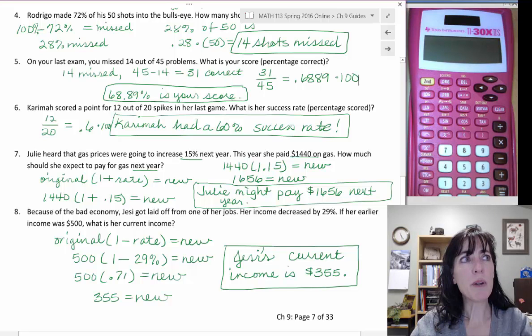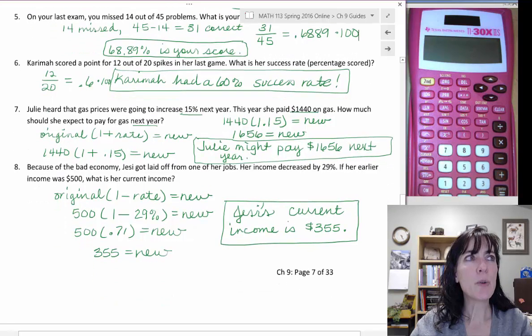Number 6, Karima scored 12 out of 20 spikes, and we want her success rate, which is the percentage scored. So again, the 12 out of the 20, and those are the ones we're looking for, is the ones she made. And divide them, you get 0.6, multiply that by 100 to turn it into a percent, and Karima had a 60% success rate.